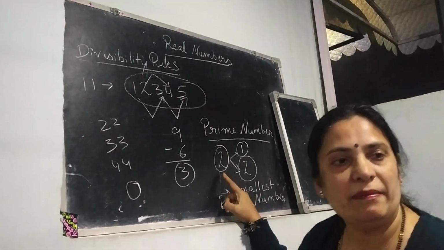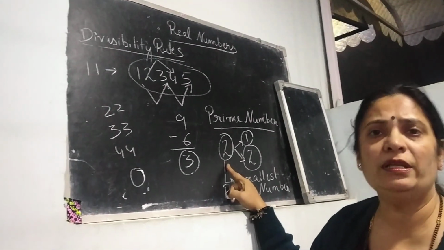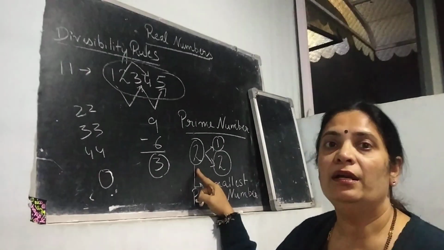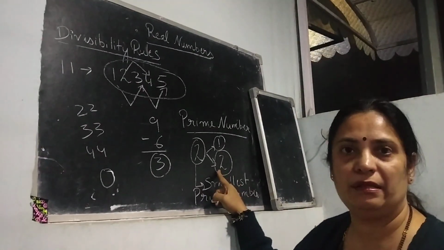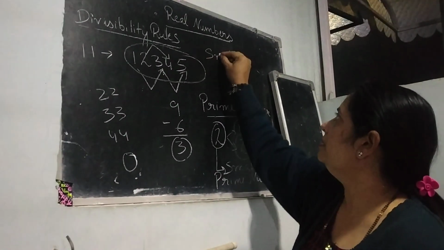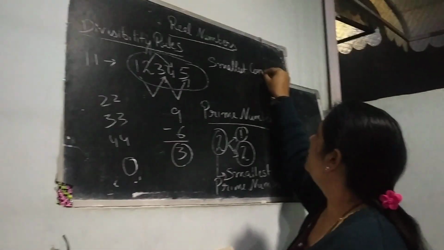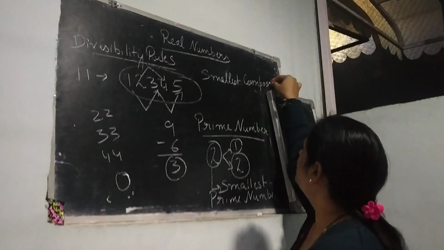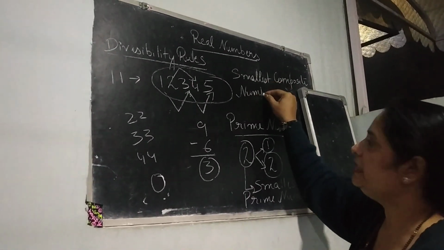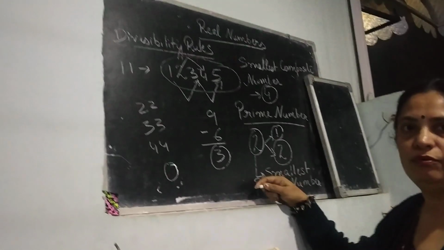This is 2. Similarly, the smallest composite number. Composite numbers are those numbers which have more than 2 factors, more than 1 and the number itself. And the smallest composite number is 4. So these are some basic things. Just one more thing, then we'll directly come to the concept.